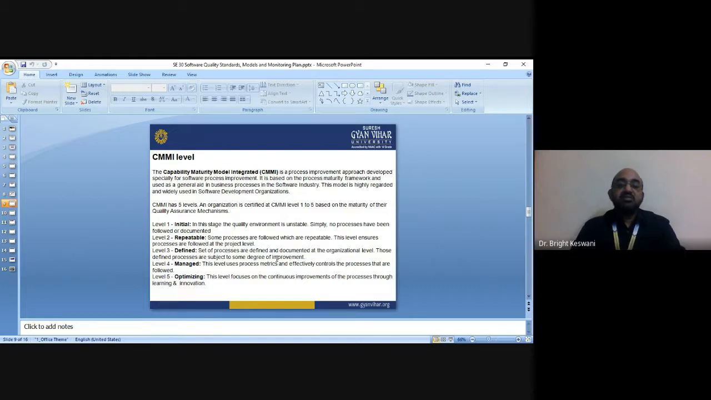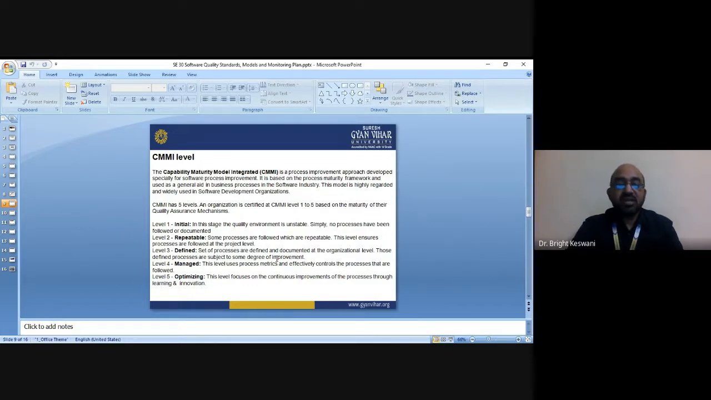The next model is CMMI, the Capability Maturity Model Integrated. It is a process improvement approach developed especially for software process improvement, based on the process maturity framework and used as a diagnostic aid in business processes in the software industry. This model is highly regarded and widely used in software development organizations. CMMI has five levels. An organization is certified at CMMI level 1 to 5 based on the maturity of their quality assurance mechanisms.